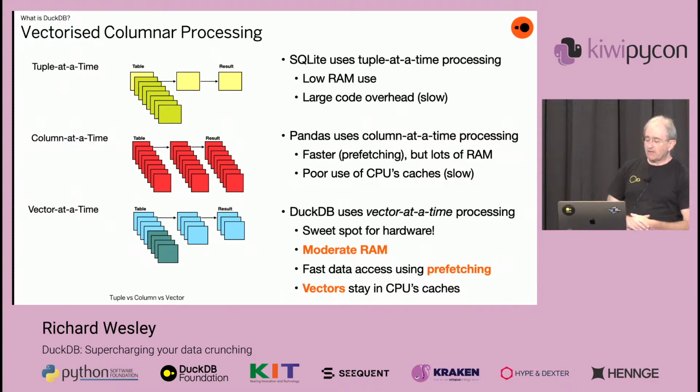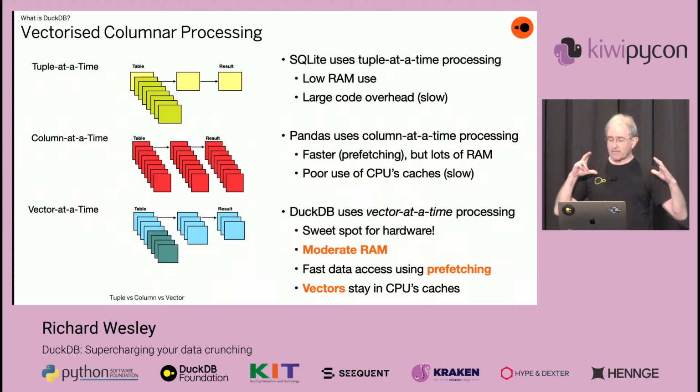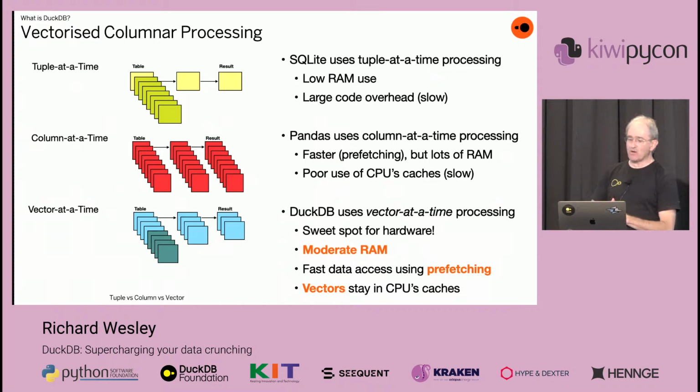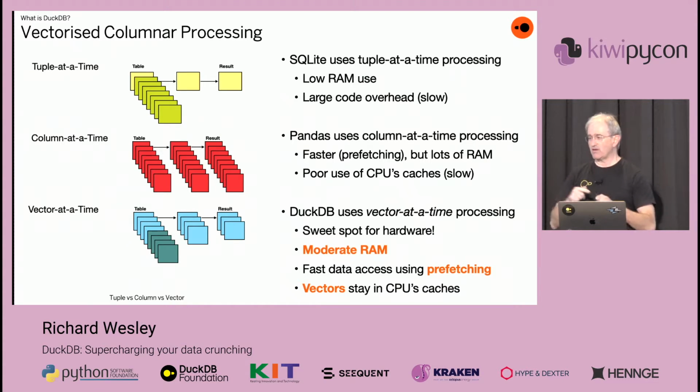So what we take as our approach is called vector-at-a-time processing. We break the data down into 2K chunks of rows, and then we push them as far as we can. And this is a sweet spot for modern hardware. It doesn't use a lot of RAM. You can get fast data accessing because you're still prefetching data from the caches, but everything stays mostly in the caches, and so you can get very good performance. You're not sitting there waiting for memory.